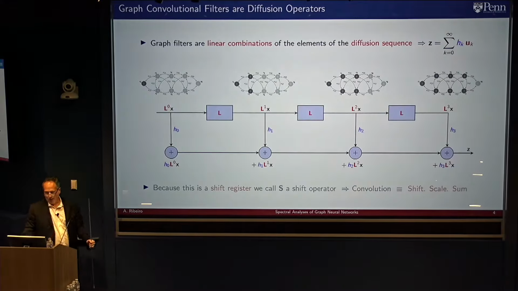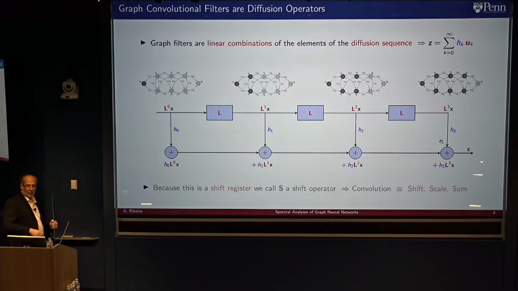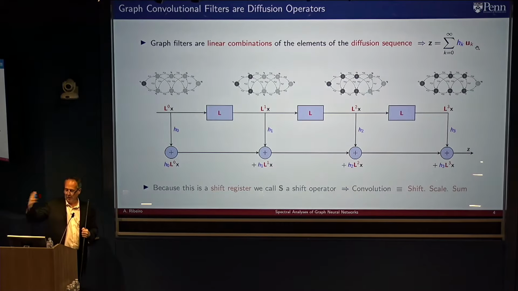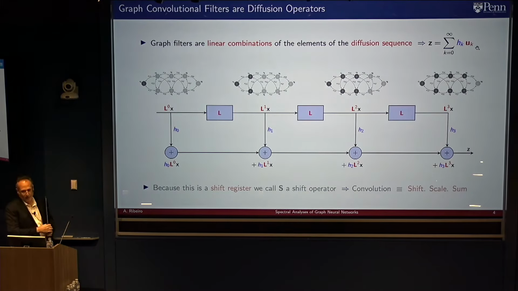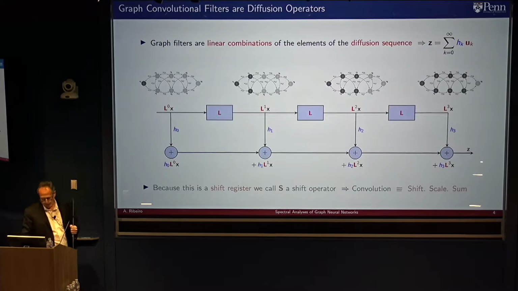This graph convolutional filter, you can represent it with this structure, which I hope is familiar to a lot of you. And the idea here is that you begin with your data. Your data starts to diffuse through the graph through recursive application of the Laplacian in this particular example. You sum all of these different diffused versions, each of them scaled by a different quantity, or if you wish, you sum scaled versions of the components of the diffusion sequence, and that's, again, an equivalent definition of your graph convolution.